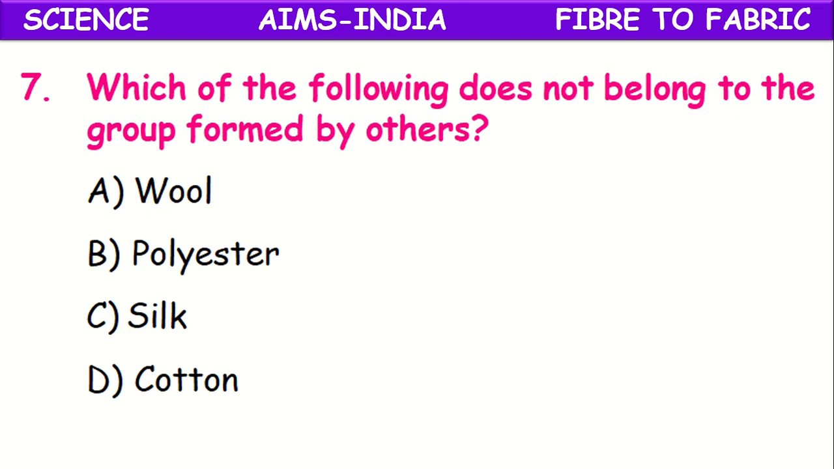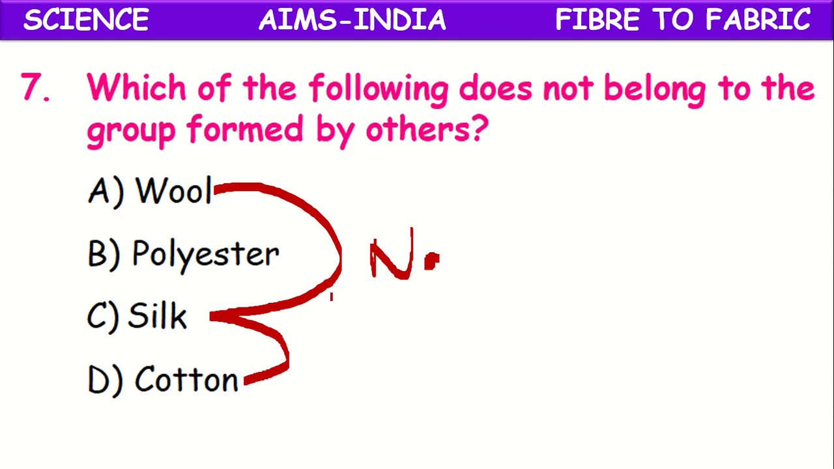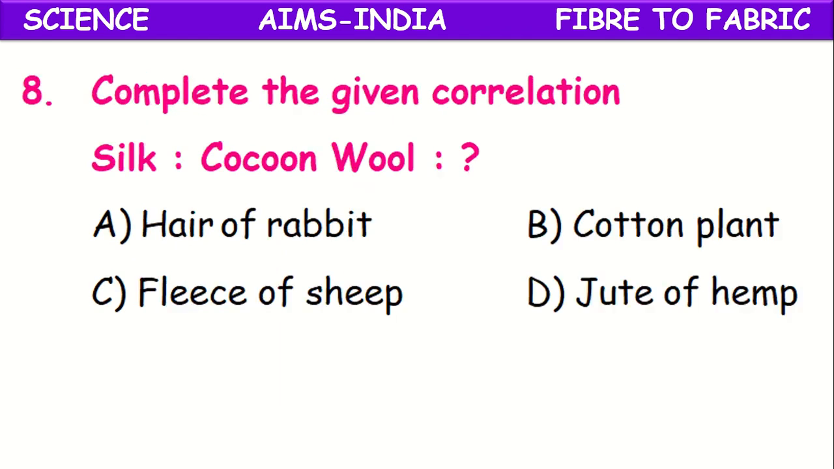Next, which of the following does not belong to the group formed by the others? Observe the fibers given so we can understand what the group is: wool, polyester, silk, cotton. If you observe here, wool, silk, and cotton, these three are natural fibers, isn't it? Whereas polyester is the only artificial fiber among these. So it does not belong to the group formed by these three because these three are natural fibers, whereas polyester is an artificial fiber.